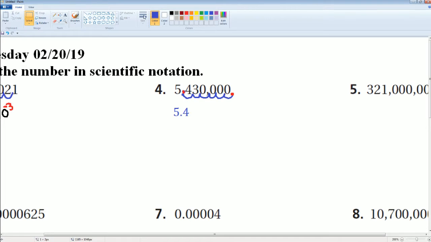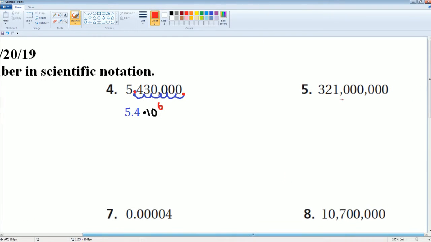Alright? And I multiply that by 10. And I went over how many spots? 1, 2, 3, 4, 5, 6. 6. So this should be a positive 6 or negative 6. Positive 6. Positive exponent for a large number. Okay. Next one. 321 million. Wow, that's a big number.